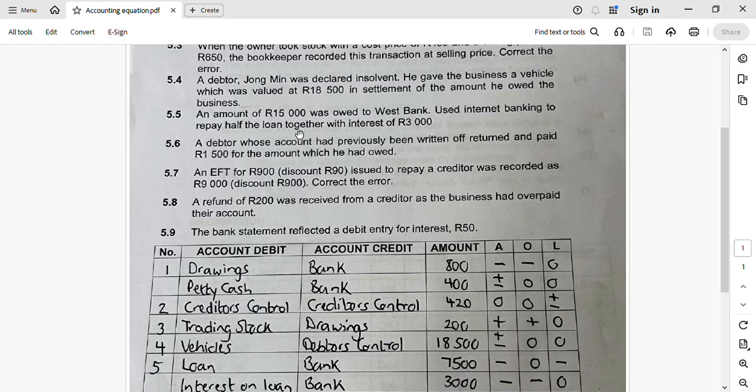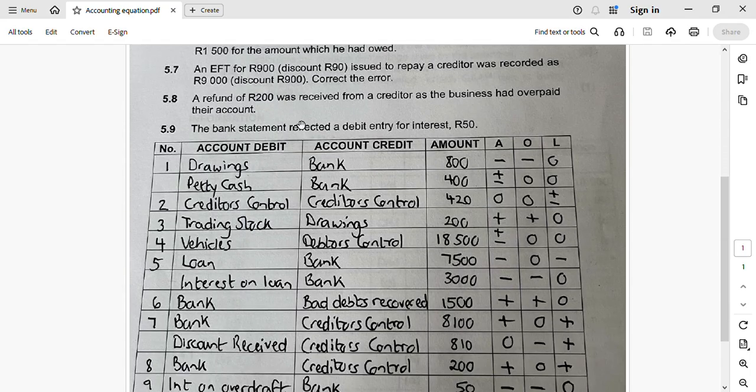Then an amount of 15,000 Rand was owed to West Bank. Use internet banking to pay half the loan as well as interest. We're going to need to use 2 lines here. One to pay back the loan and the other for interest. So half of 15,000 is 7,500. Loan is a liability which is decreasing. You decrease liabilities on the debit side, minus under L, and bank is an asset going down, minus under A.